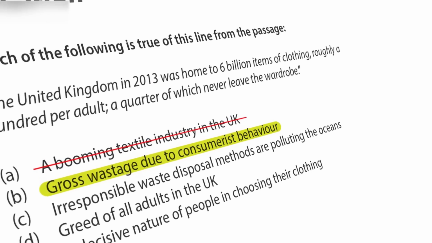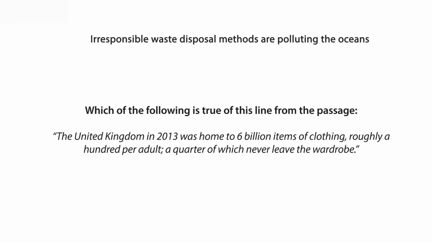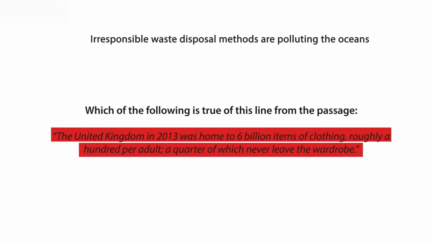The third alternative is irresponsible waste disposal methods are polluting the oceans. Now this might make sense when you look at the entire passage, except that this option too is incorrect. The reason being, nowhere in the given snippet do you find a mention of waste disposal methods or the pollution of the oceans. In fact, what it does convey is the number of clothing items that the UK has and what part of it remains unused. Therefore, you can safely strike this option too off the list of contenders.